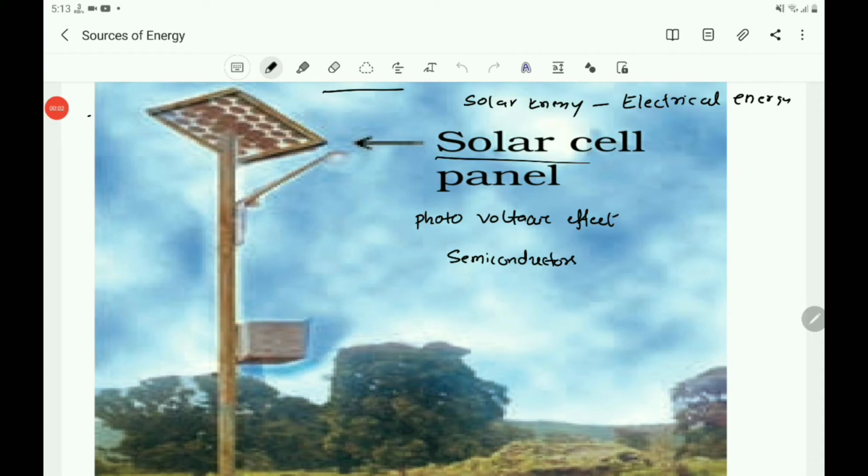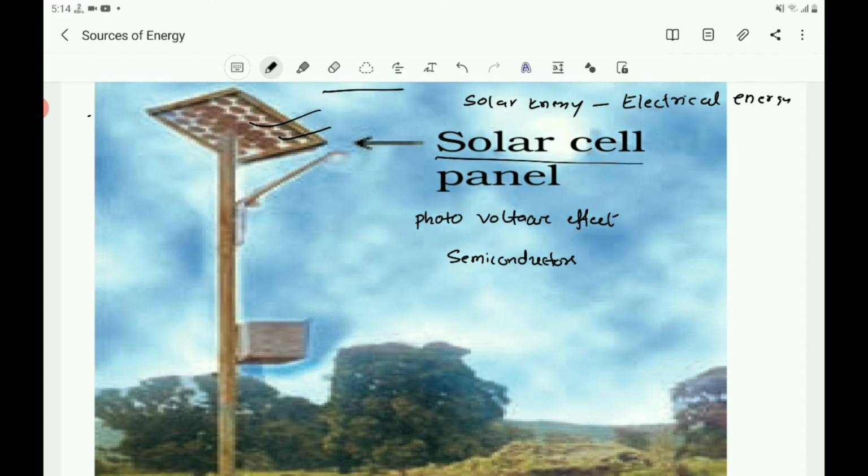Then what is a solar panel? A group of solar cells joined together with silver wire in a definite pattern is called a solar panel. Here there is a pattern of solar panel. In this, a group of solar cells are joined together with silver wire in a definite pattern. The current produced by a single solar cell is very small, so a panel of solar cells is used to provide much higher power.